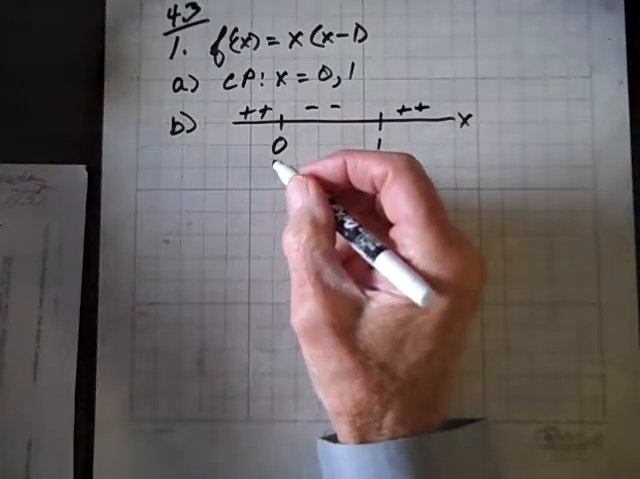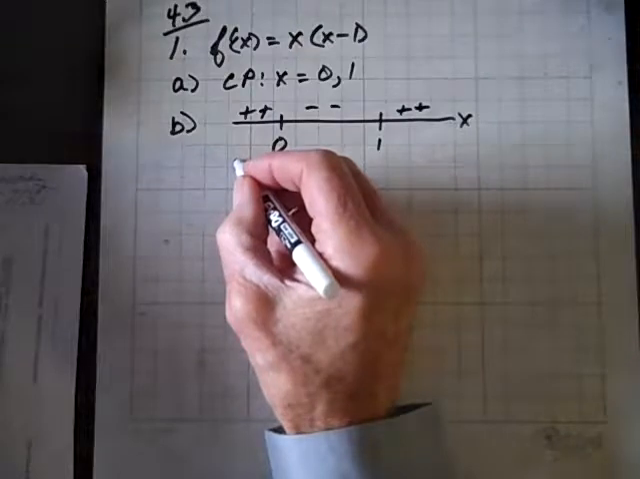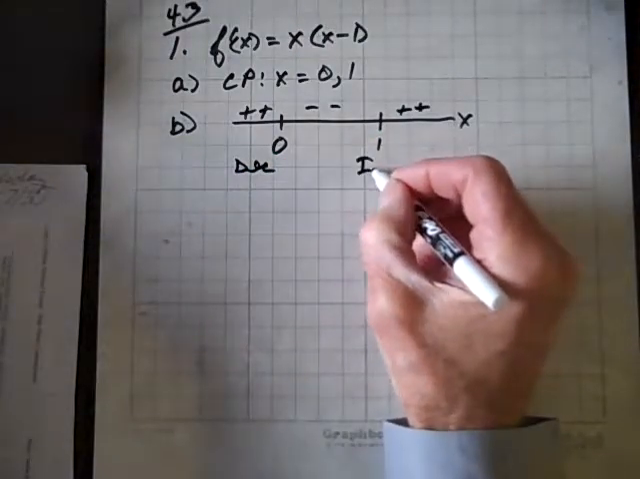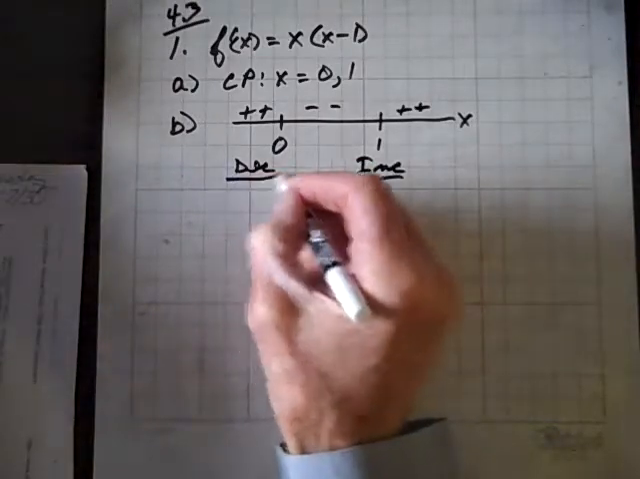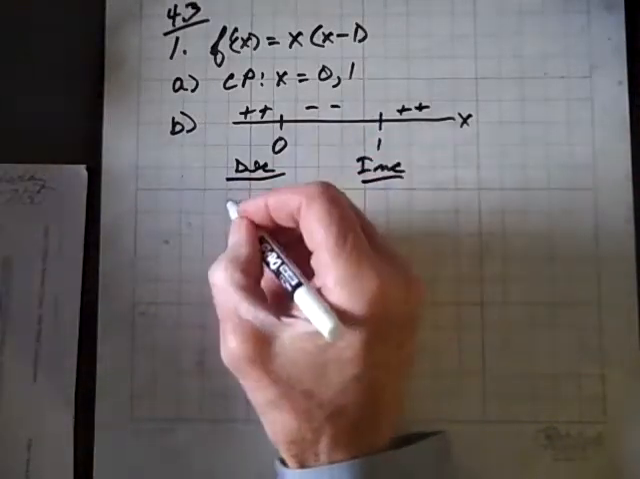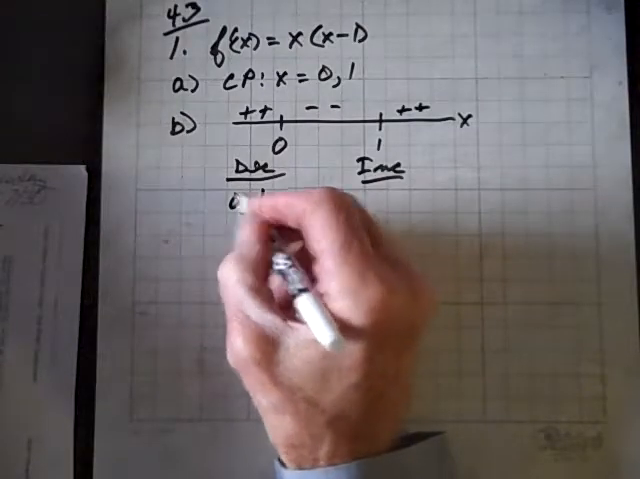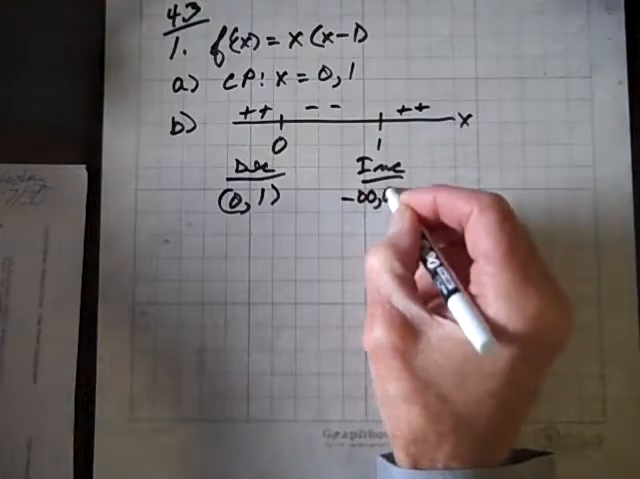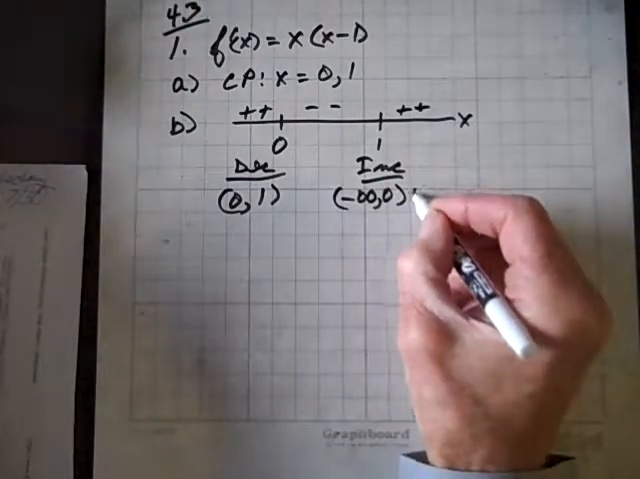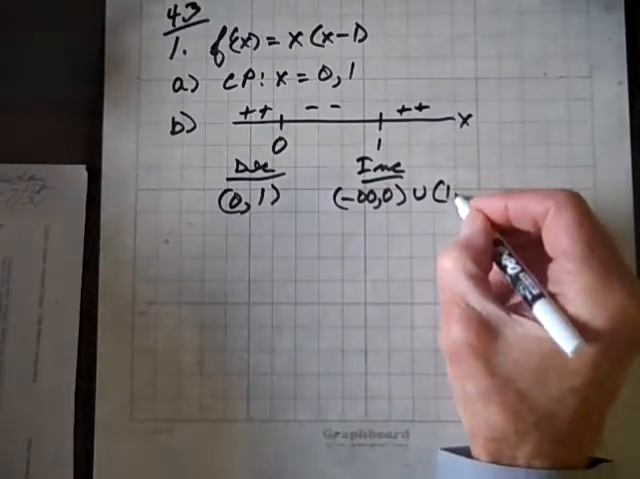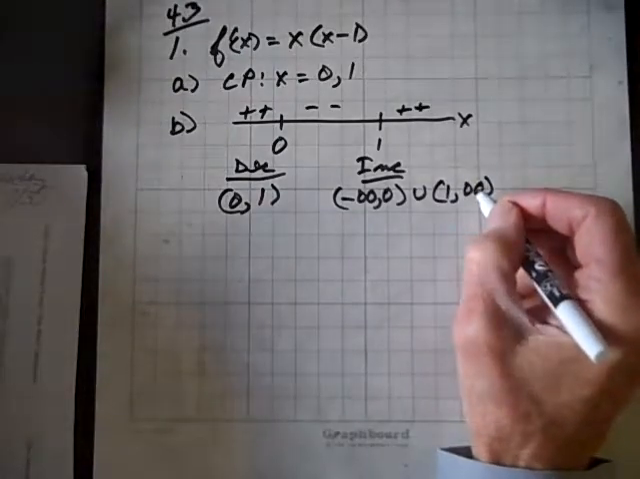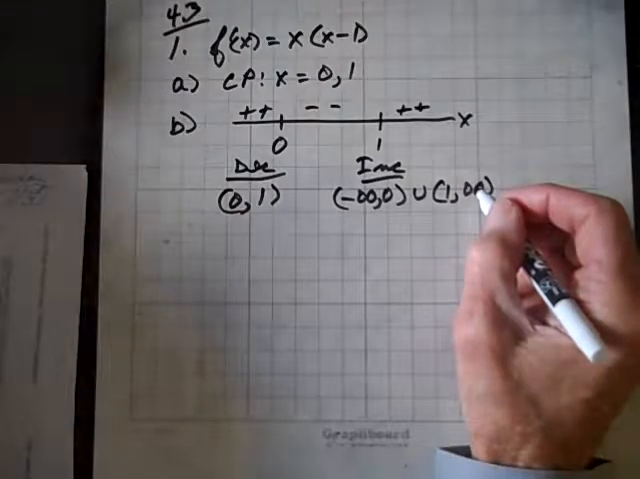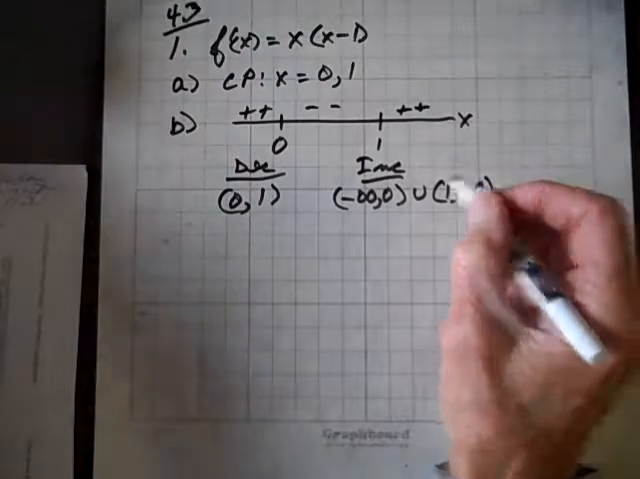Okay, so it's decreasing and increasing, and it's easy to pick off the interval over which it's decreasing. It's decreasing from 0 to 1. It's increasing from negative infinity to 0, union with 1 to infinity. So let's see about C. It says, at what points, if any, does f assume a local max or min?